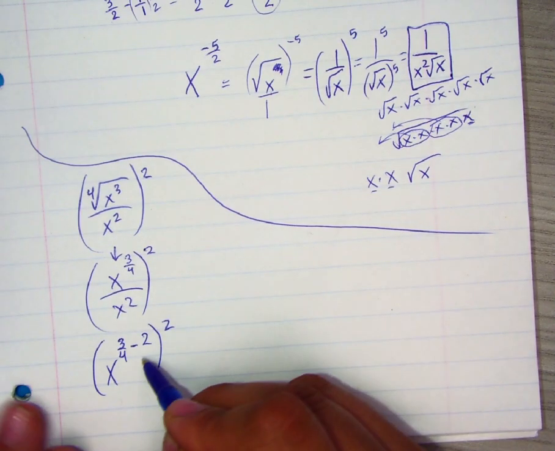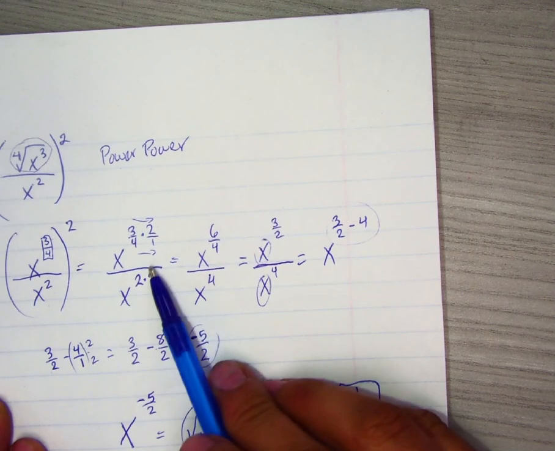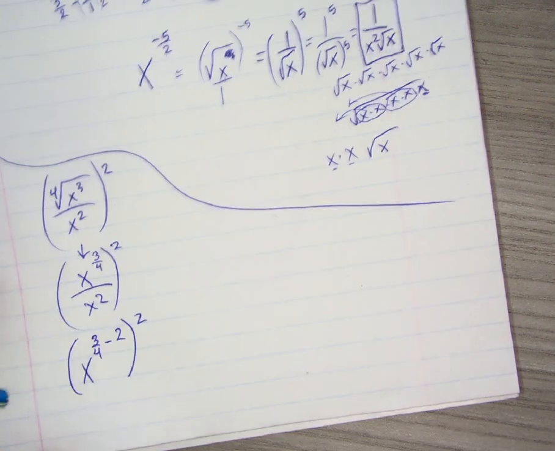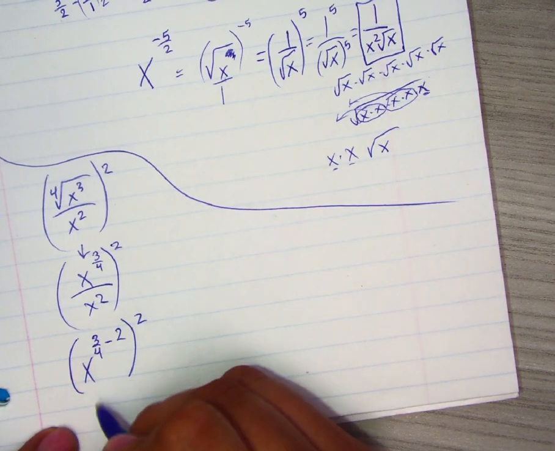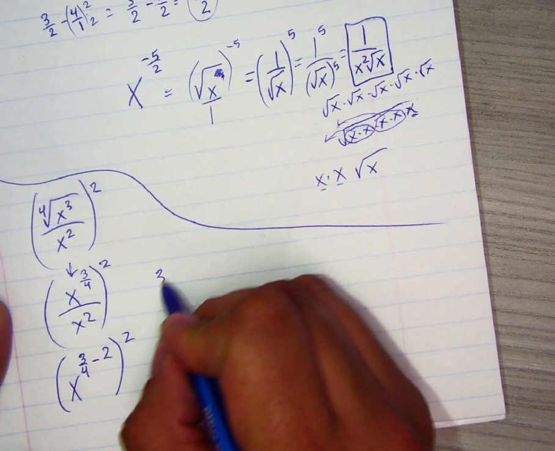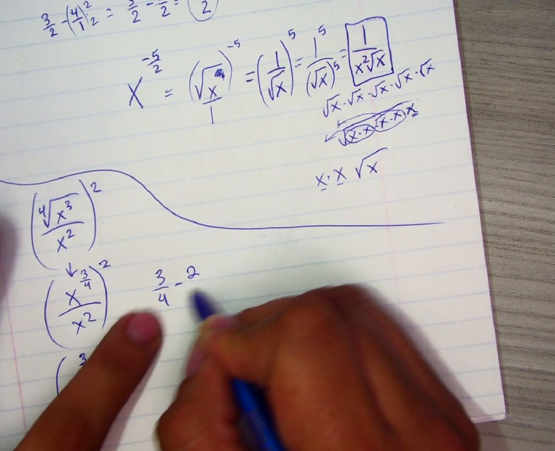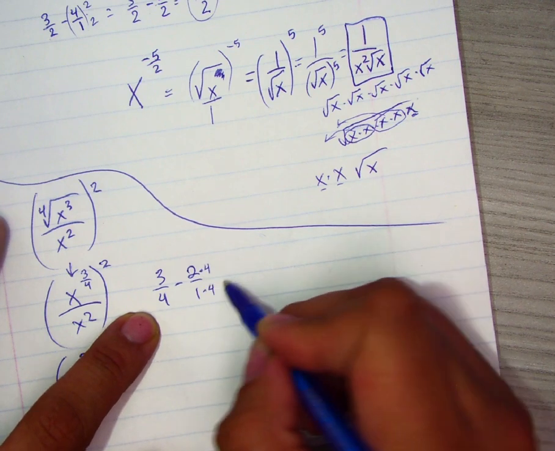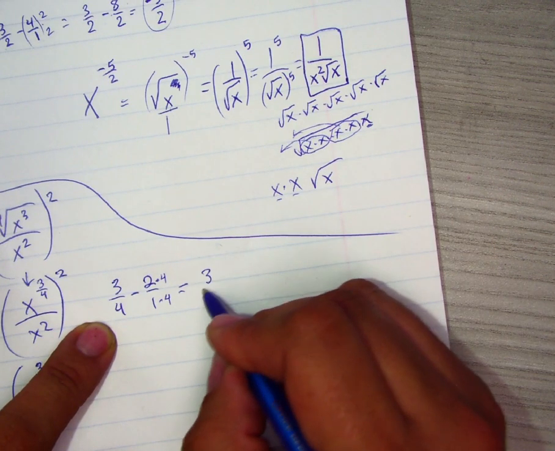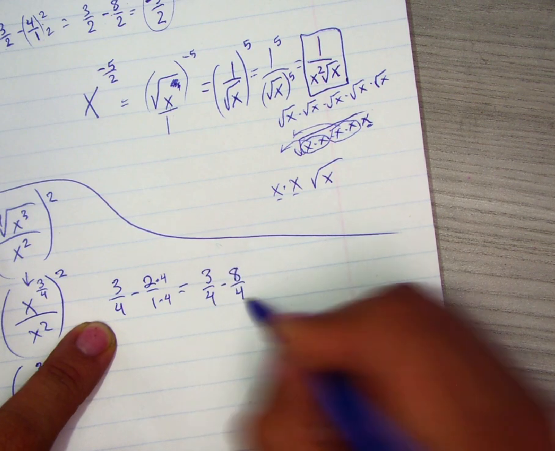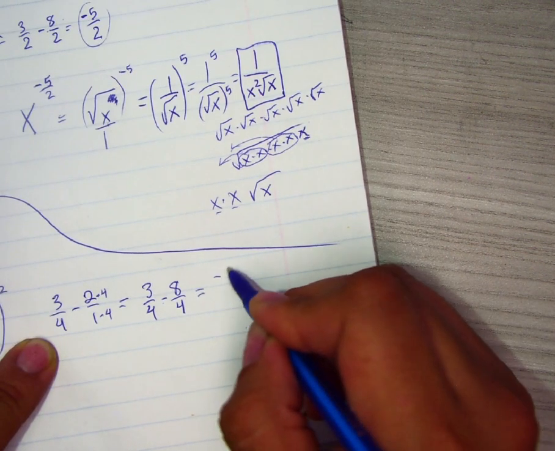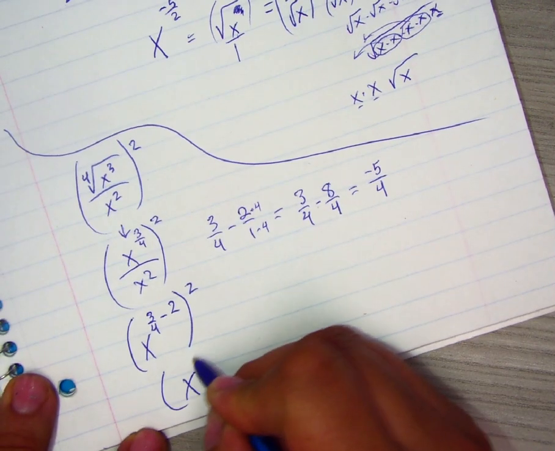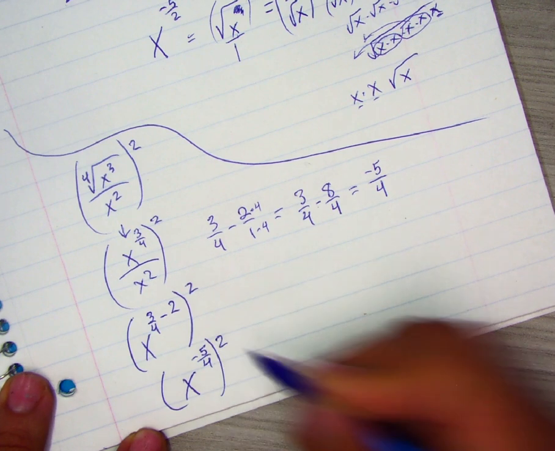Here, it's the same operation and work that we did up here. 3/4, no, it's actually different. 3/2 minus 4 is a different subtraction than this one. So right here, what we're going to do is, right on the side, 3/4 minus 2. And then we need the common denominator. Right now it's over 1. We need a common denominator, so we're going to multiply times 4. And this results in 3/4 minus 8/4. 3 minus 8 is -5. So we have -5/4. X to the -5/4 to the second power.